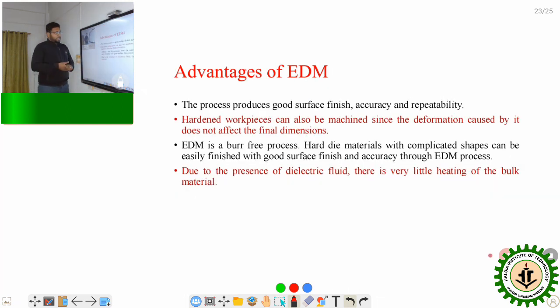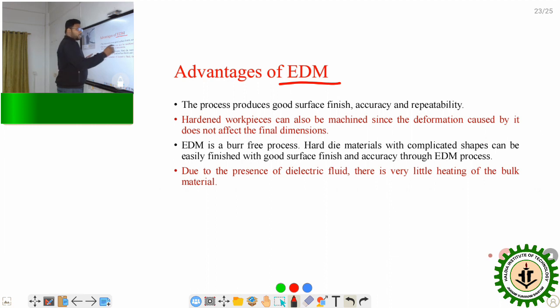Now we have come to the end of this lecture session. What are the advantages of the EDM process? As we have seen, there is no direct contact between the tool and the workpiece, so we can use any hard material which is very hard to machine using conventional machining processes, like hard alloy metals, basically tungsten alloy. We get a very good quality final product that can be used in aerospace engineering, medical science, or other advanced technology. These are the advantages of the EDM process.